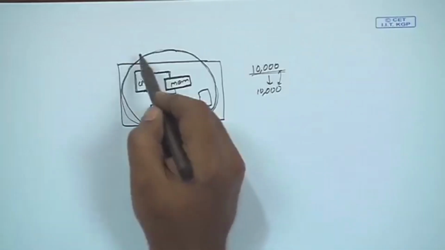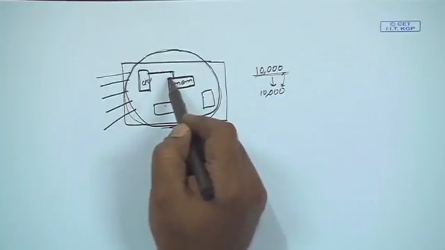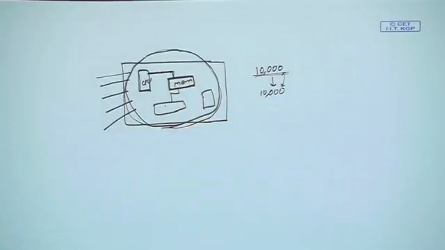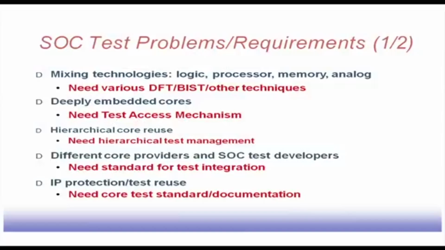It may so happen that from the chip inputs, reaching this memory itself is a problem. That access may be difficult. For a deeply embedded core, it is very difficult to find a functional path through the chip, through the other cores, and apply the pattern to the core under test. So, we need to have some sort of test access mechanism. It may be a functional path through the cores, or it may be some dedicated path. Whatever we do, some test access mechanism has to be designed.